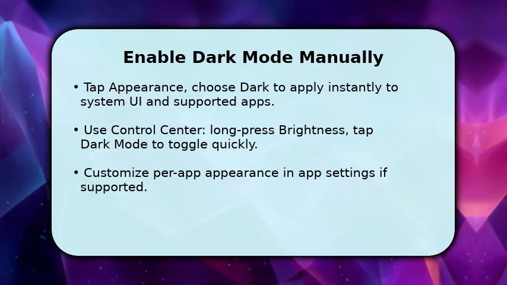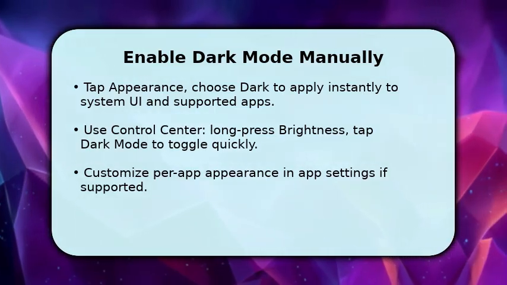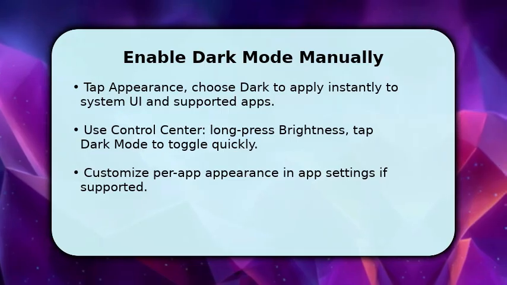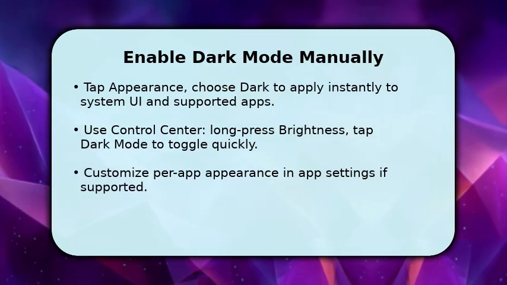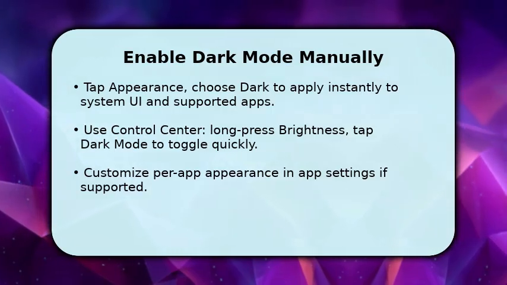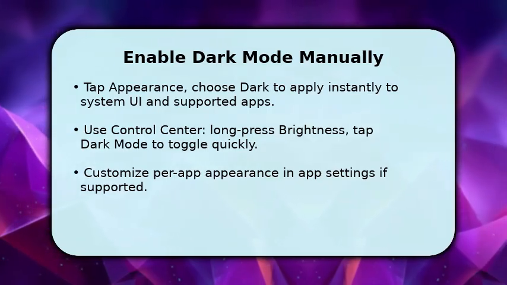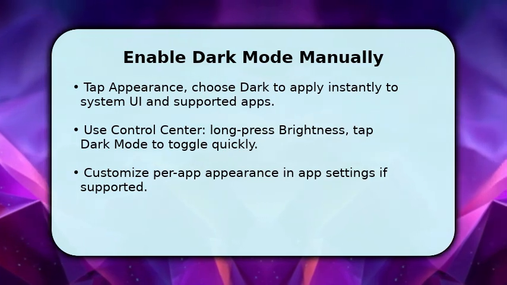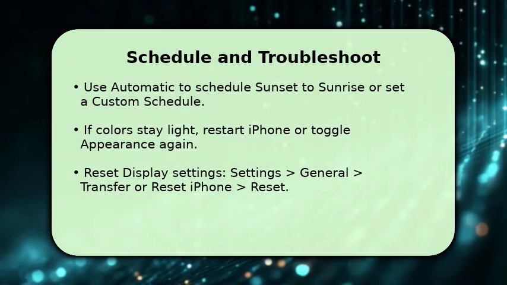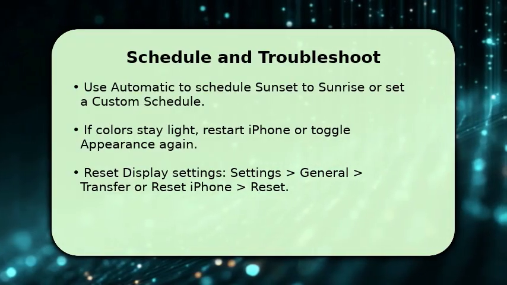If you prefer quick toggles, open Control Center, long press Brightness, then tap Dark Mode to switch on the fly. Also check individual app settings. Some apps let you override system appearance, so you can keep specific apps light while the rest of the phone is dark. You can automate the mode by enabling automatic and picking sunset to sunrise, or set a custom schedule for specific hours. Once scheduled, verify night shift and true tone settings don't conflict with contrast.